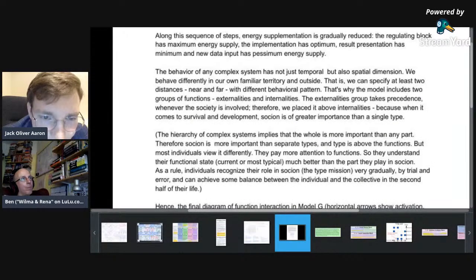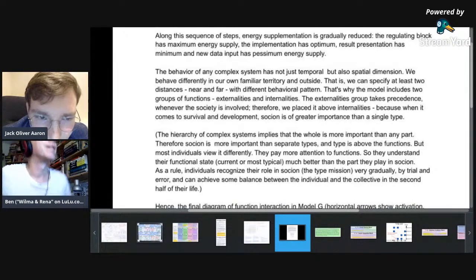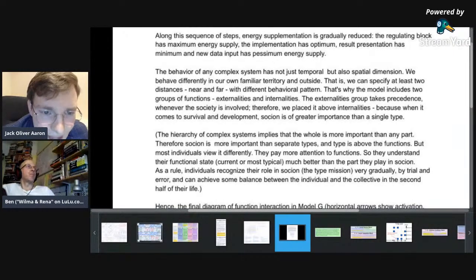Along with a sequence of steps, energy supplementation is gradually reduced. The regulating block has maximum energy supply. The implementation has optimum. Result presentation has minimum. And the new data has pessimum energy supply. Okay, so you've got the maximum, minimum, pessimum, etc. Right. The behavior of any complex system has not just temporal, but also spatial dimension. Right.